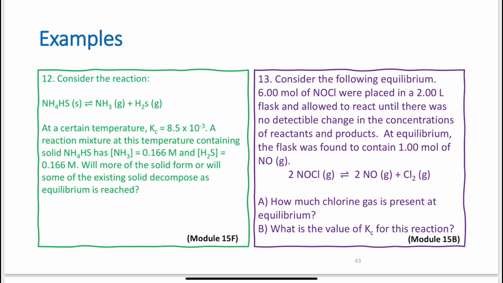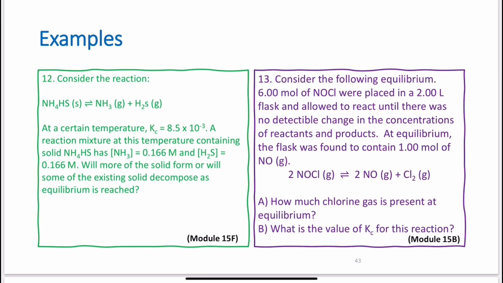Consider the following equilibrium. 6 moles of NOCl were placed in a 2-liter flask and allowed to react until there was no detectable change in the concentrations of the reactants and products. At equilibrium, the flask was found to contain 1 mole of NO gas. Got the reaction. How much chlorine gas is present in equilibrium? What is the value of Kc for this reaction?